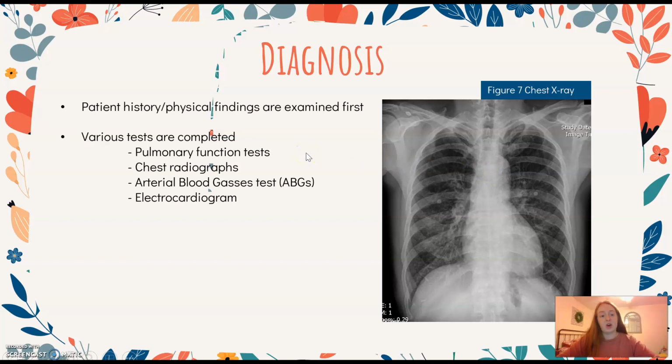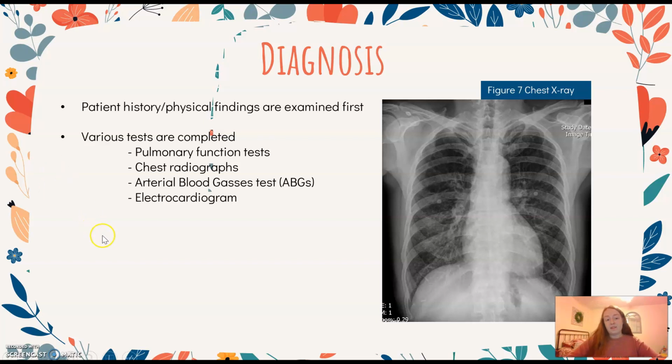The next test is the arterial blood gases test, and this basically is going to take a sample and measure how much oxygen and carbon dioxide is in the blood. And typically with someone with emphysema, it's more acidic and it retains more CO2.